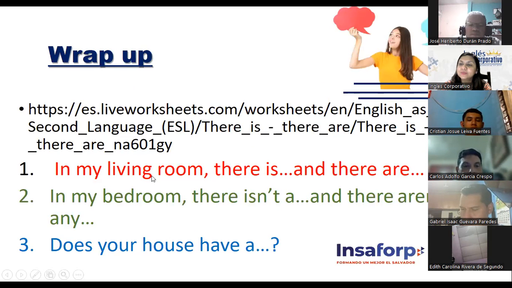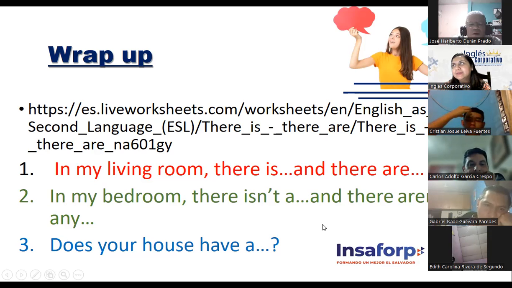Now, guys, it's time to practice. You are going to write some sentences about the things in your house using there is and there are, there isn't and there aren't. For example, in my living room, there is a smart TV, there are some pictures, there is a sofa, and there is an armchair. In my bedroom, there is an air conditioner, and there aren't any, let me see, there aren't any chairs, okay?